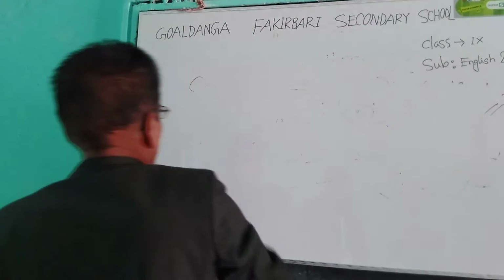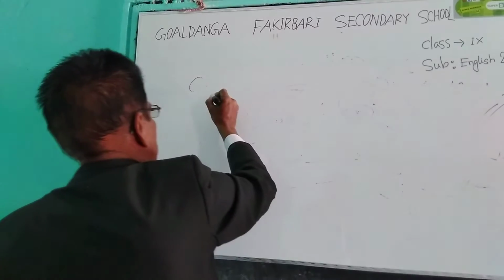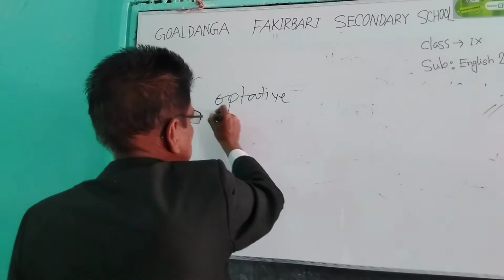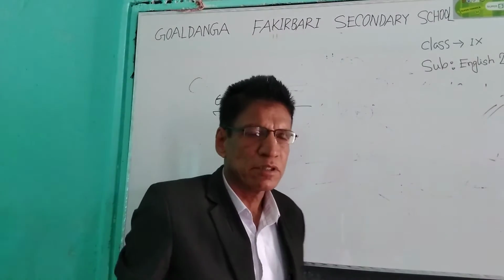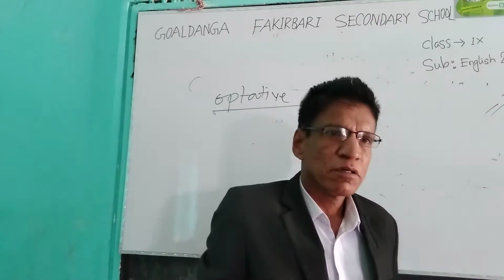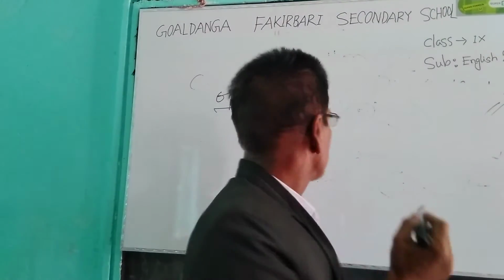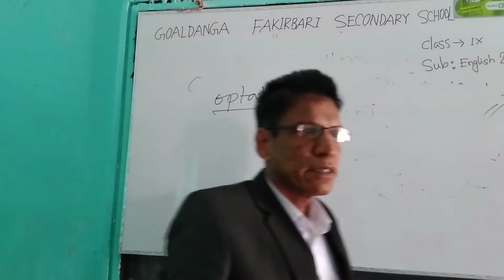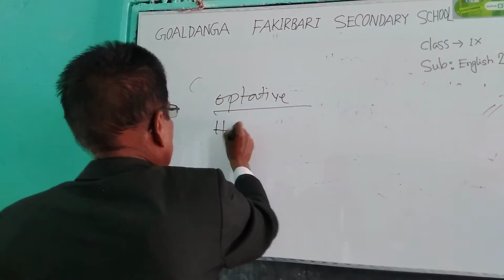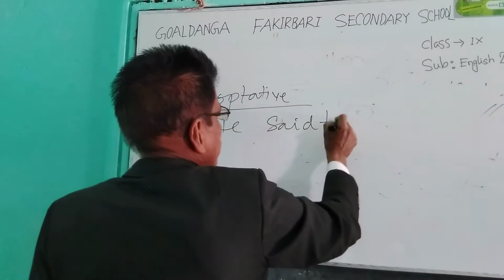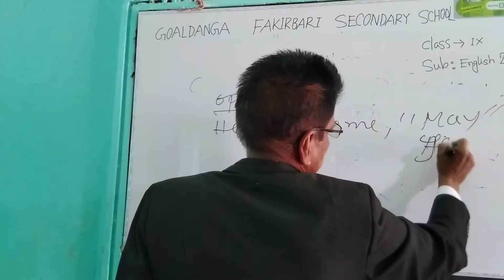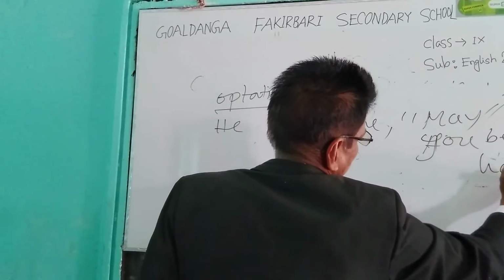Now, I am going to another sentence, the optative sentence. An optative sentence is a sentence which expresses praying or wishing. It's called an optative sentence. So, he said, "May Allah bless you." For example, he said to me, "May Allah bless you." "May you be happy."